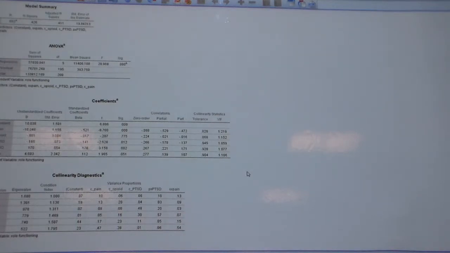So we know, based on this output, that at least the way we've set this up, the relation between PTSD and functioning is dependent on pain, and the relation between pain and functional outcome is dependent on opiate use. That's what we're getting from this. And so, just like with ANOVA, we probably wouldn't make strong interpretations of this effect of pain and PTSD.